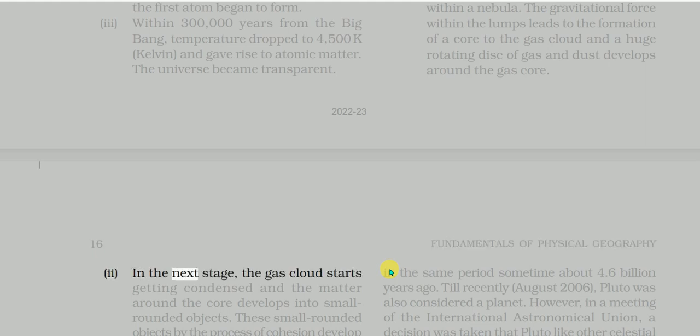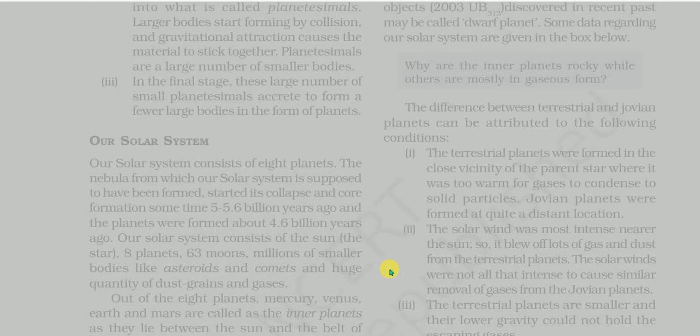2. In the next stage, the gas cloud starts getting condensed and the matter around the core develops into small rounded objects. These small rounded objects by the process of cohesion develop into what is called planetesimals. Larger bodies start forming by collision, and gravitational attraction causes the material to stick together. Planetesimals are a large number of smaller bodies.